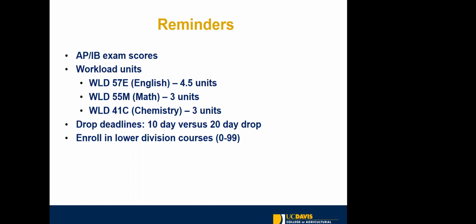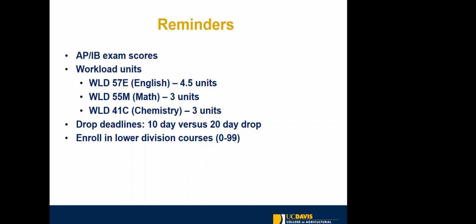Workload units, like I mentioned before, it's not uncommon for students to start in workload 57E for English, workload 55M for math, and workload 41C for chemistry. The units for these classes vary. They show up when you register for them as 0 units because they don't count towards the 180 units you need to graduate, but they do count towards that 12 to 15 units that you need each quarter you're enrolled at UC Davis. So taking a workload class doesn't put you behind for your units. What it might mean is maybe the next quarter you take a couple extra units, or maybe you take a class over summer. It doesn't mean you have to.